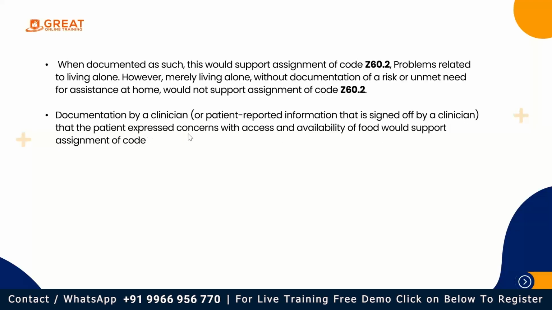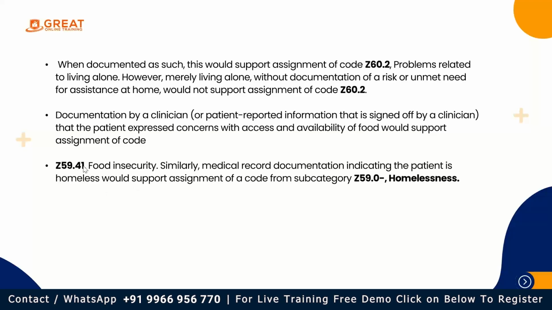Documentation by a clinician, or patient reported information that is signed off by a clinician, that the patient expressed concern with access and availability of food would support assignment of code G59.41 food insecurity. Similarly, medical record documentation indicating the patient is homeless would support assignment of a code from category G59.0 homelessness. So we have so many codes to indicate social determinants.